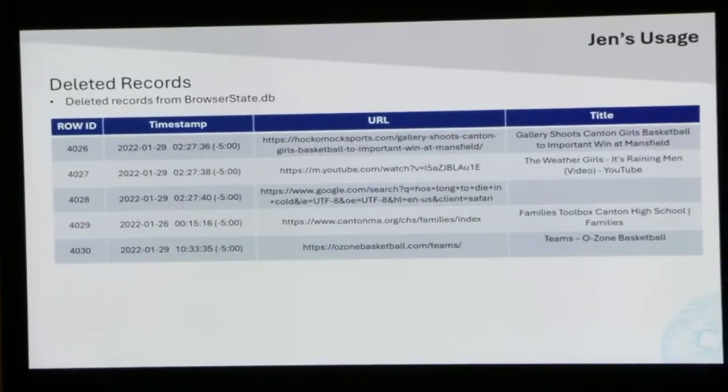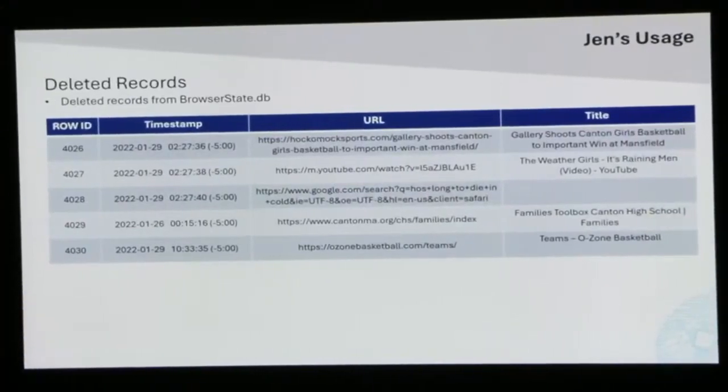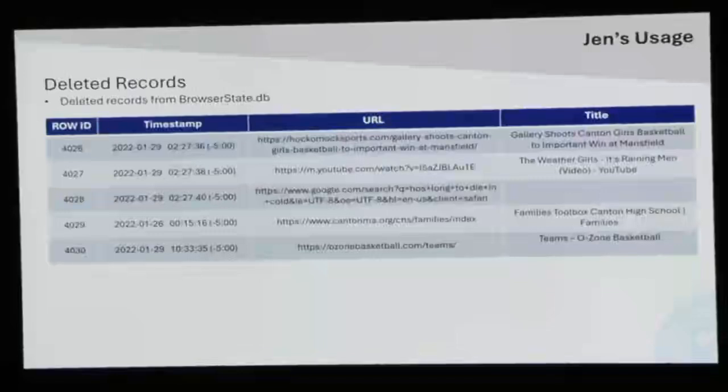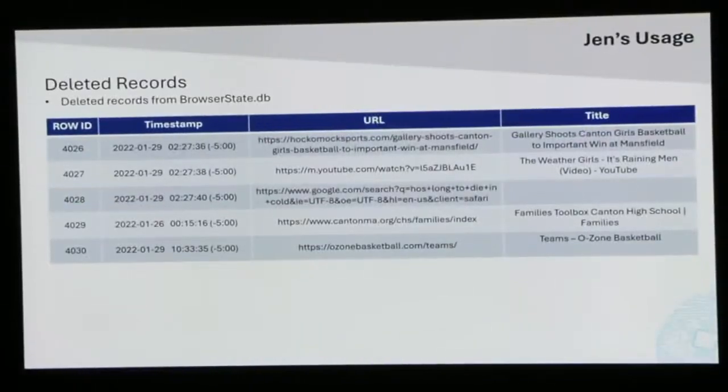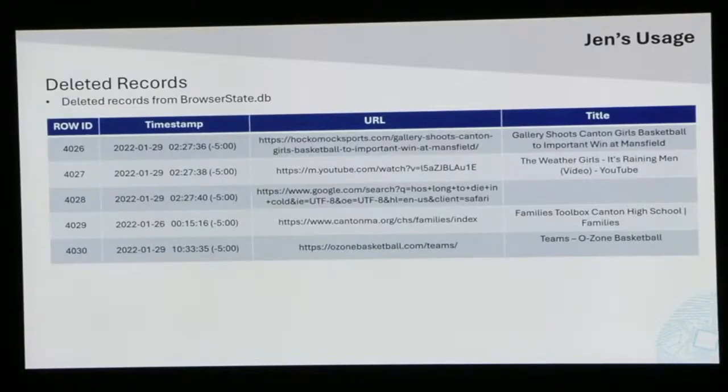There were multiple deleted records in the browser state database. It wasn't just the record for "hostel long to die in the cold." When you say there's multiple deleted records, can you go into a database and see what URL searches have been deleted from the actual item?